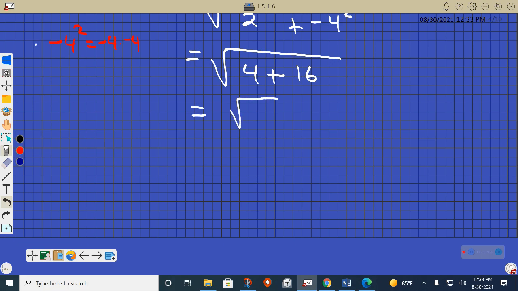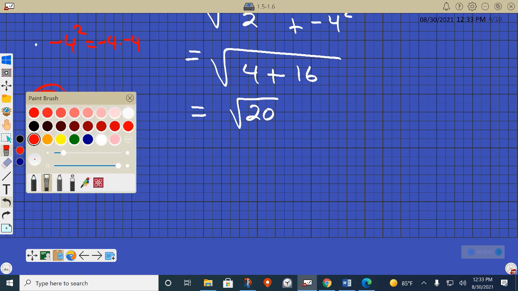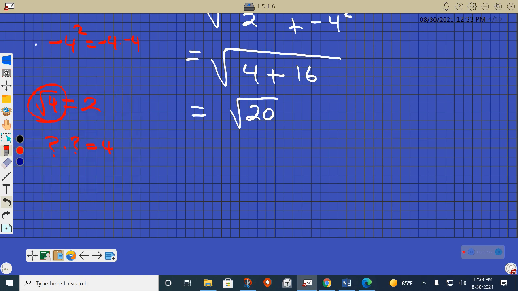So now I'm going to take the square root of 20. The square root means what number times itself becomes 20. In other words, if you had the square root of 4, that's asking what number times itself becomes 4. That's what the square root means. Well, we know 2 is, huh? 2 times 2 is 4. But what number times itself becomes 20? There is no whole number. Let's let the calculator do it.